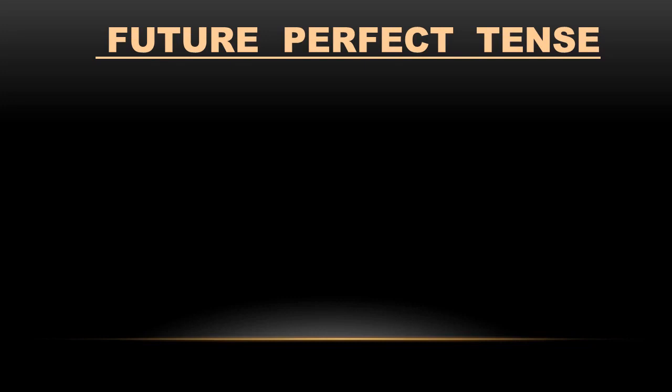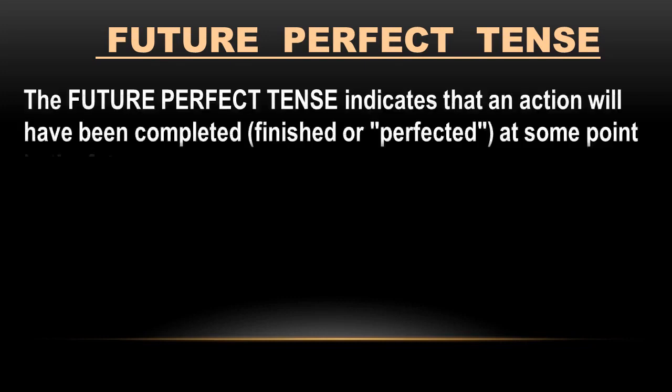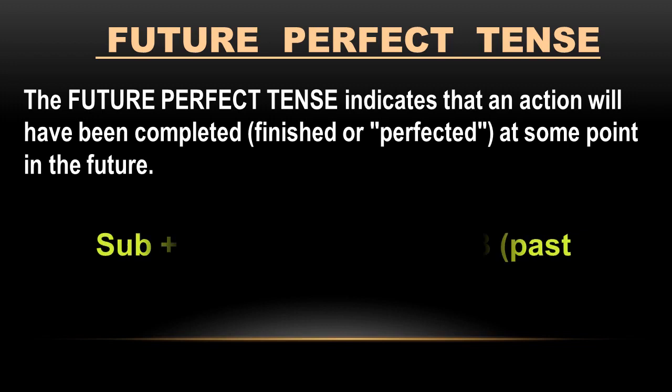Now the next tense we have is the future perfect tense. The future perfect tense indicates that an action will have been completed at some point in the future. That means to indicate an action which is expected to be completed by a certain time in the future.